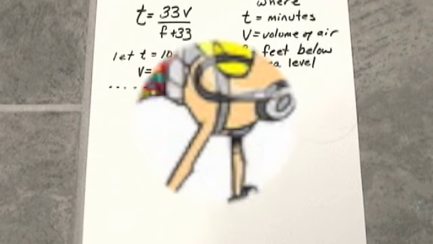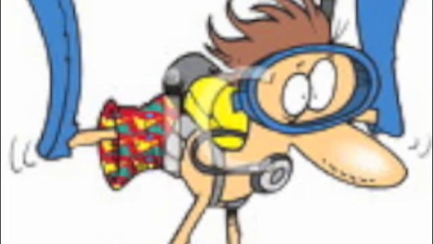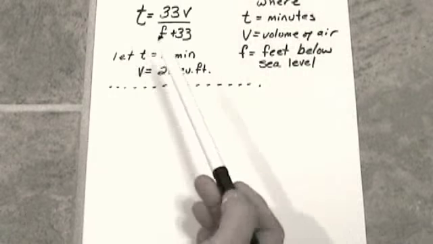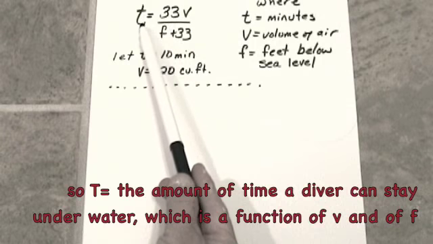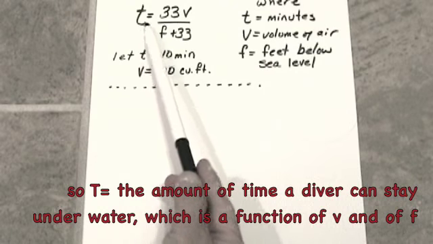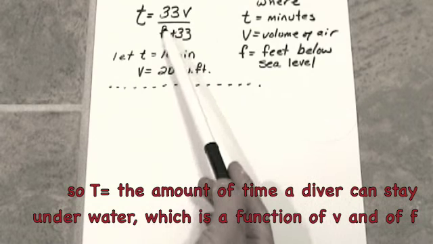Example 3. This one has to do with scuba diving. Now, scuba divers have to be pretty darn good at algebra because their life depends upon them being able to figure out some functions and actually to rearrange some functions. This formula that we're looking at right here tells us the amount of time a diver can stay underwater, and that time is a function of V and of F.